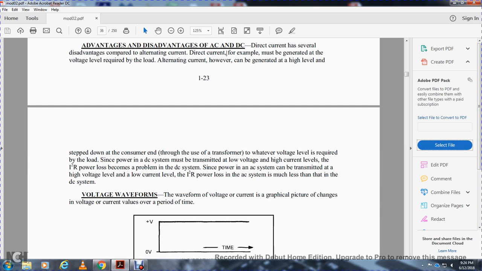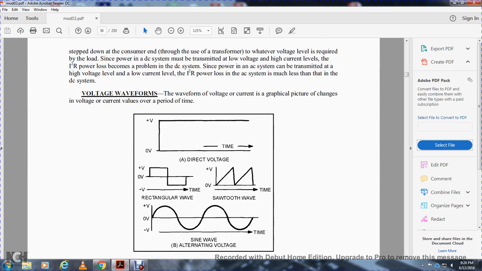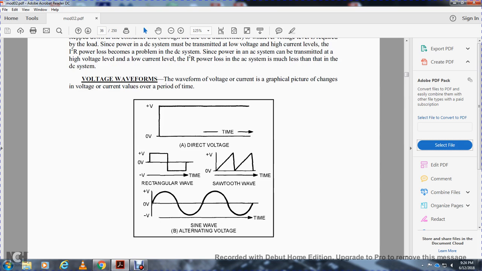Voltage waveform. The waveform is a graphical picture of the voltage or current value over a period of time. Examples are direct voltage, the rectangular wave, the sawtooth wave, and the sine wave alternating voltage.